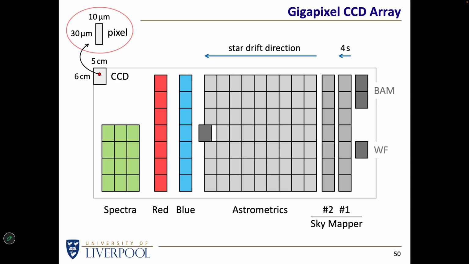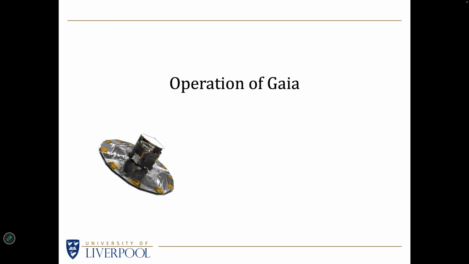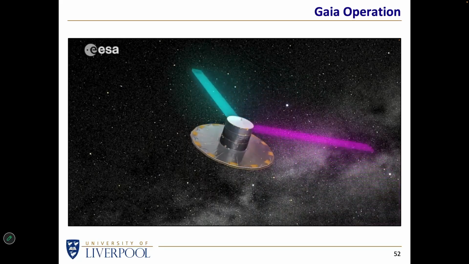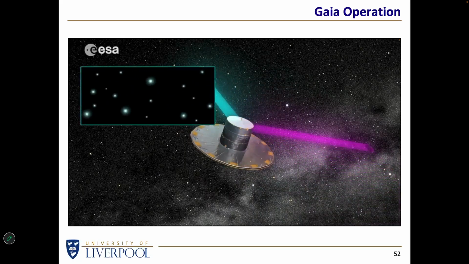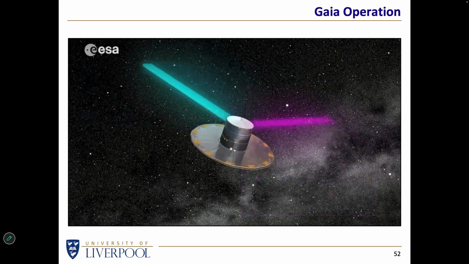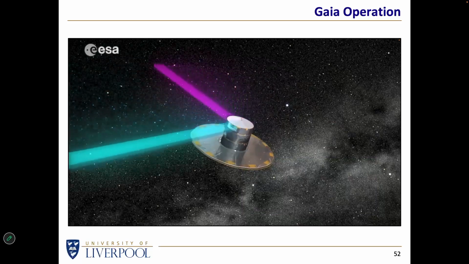So it takes about a minute for a star to drift across the entire detector. So let's have a look at the operation. Here's a nice ESA video. We can imagine the two fields of view being color-coded in cyan and magenta, just to give us an idea of which is which. Let's look at the light coming from telescope number 1.